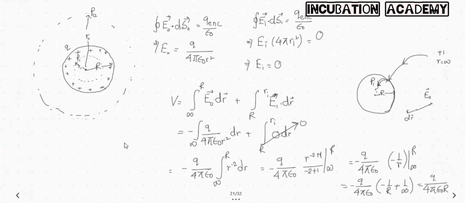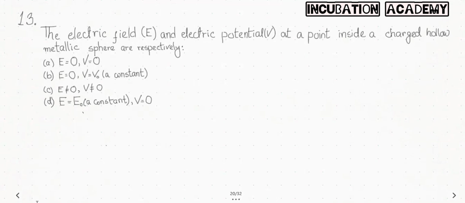Since capital R is the radius and it is a constant, we can say this is a constant and that is V0. So here we have obtained that the electric field is 0 at any point inside, but the potential is not 0, that is V0, and that is a constant one. So among the four options, E equal to 0 but V equal to V naught.